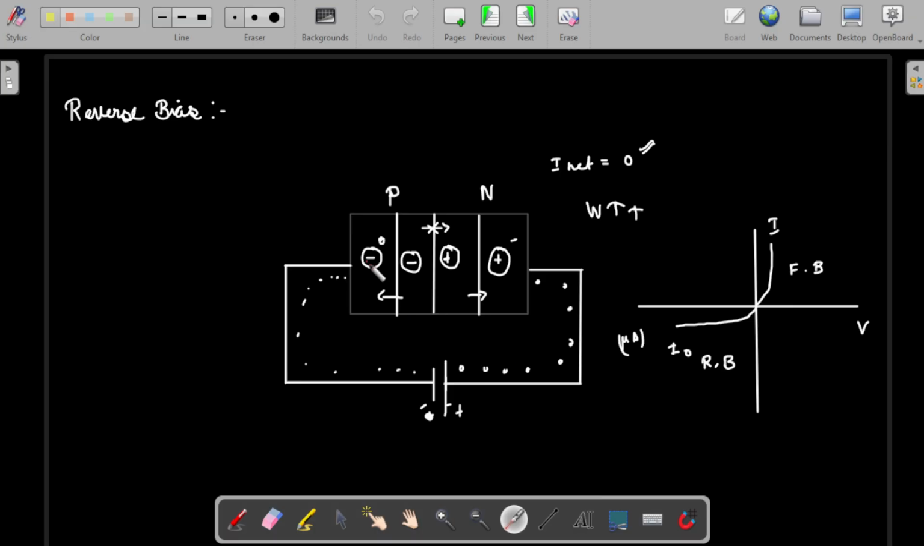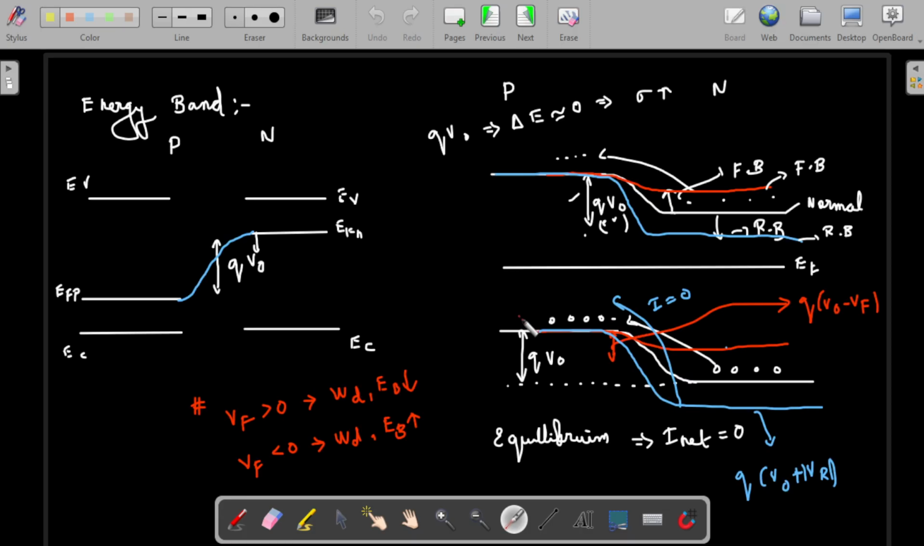In the reverse bias, what will happen? Electrons will come and recombine with the holes present in the P region. This will further increase the depletion region. So no more current will flow as it does in the forward bias. Only some negligible leakage current will flow from here to here. That will be in the range of microamps to nanoamps based upon the semiconductor. Then the energy band diagram we have seen.